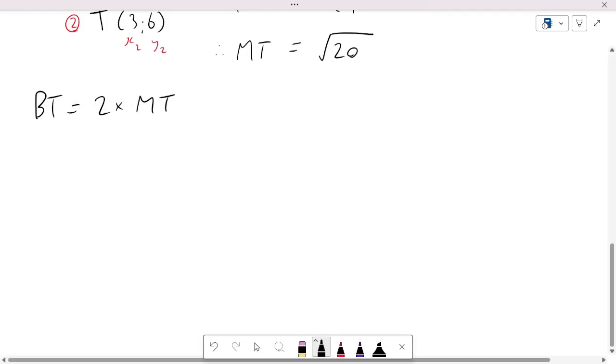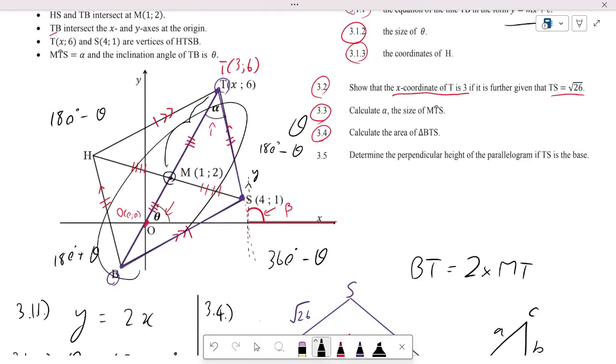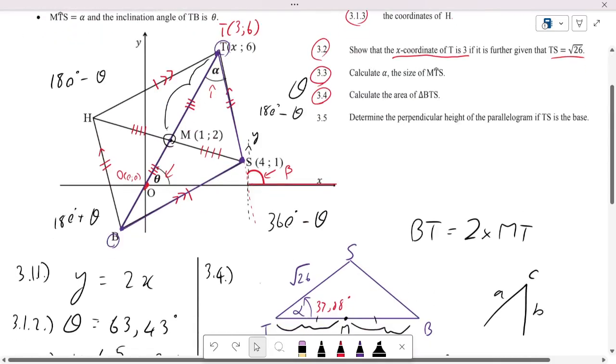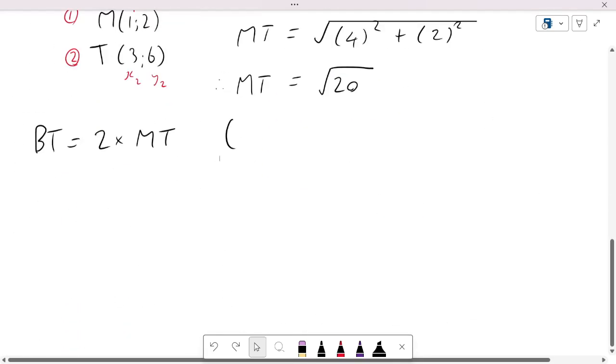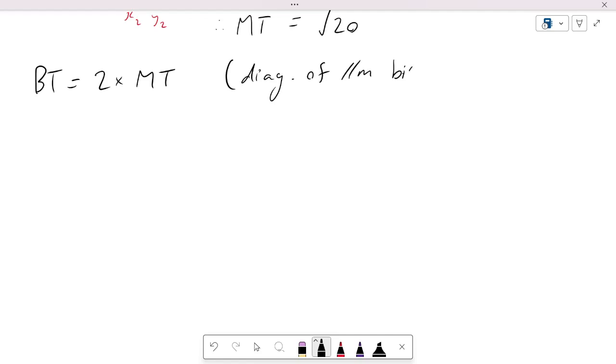Okay. So the reason that we use for this one goes as follows. We know that BT is the diagonal of the parallelogram, right? So therefore, remember, we're using the information over here, and just pay attention to what I'm going to write right here: the diagonals of the parallelogram bisect each other.